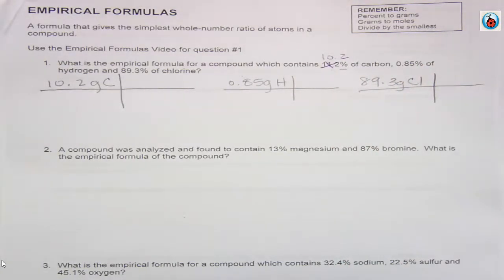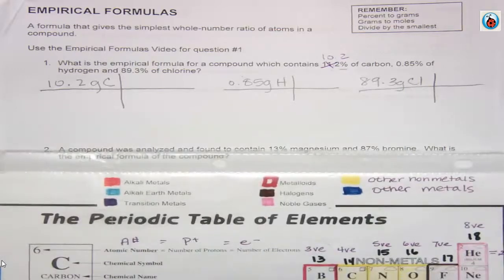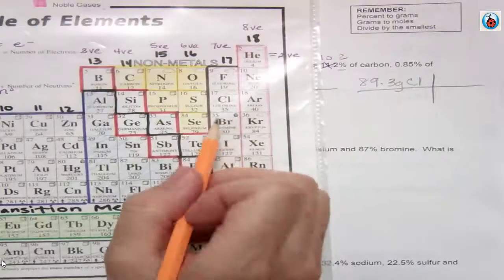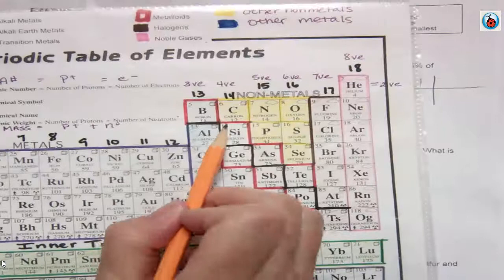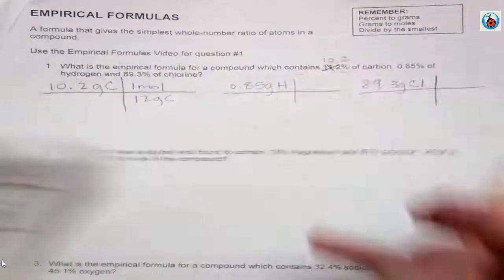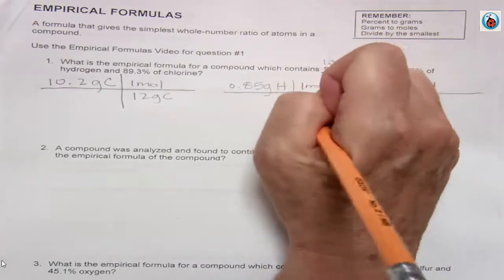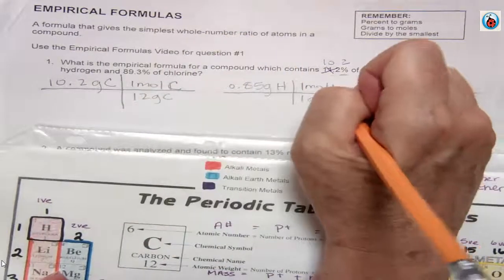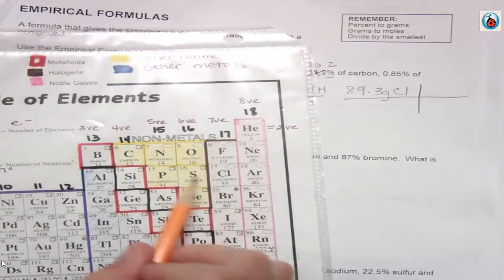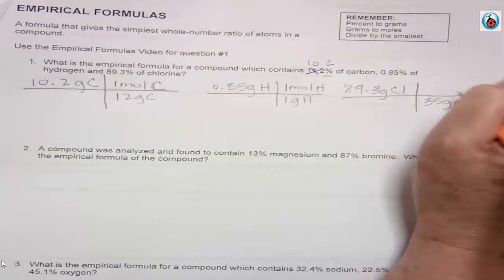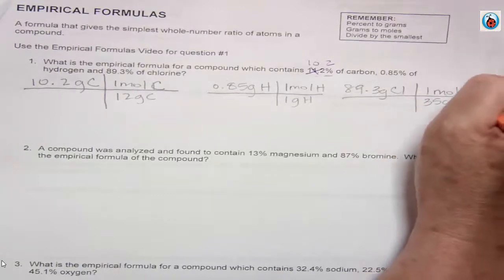All right, so you'll need your periodic table, because what do we need to convert grams to moles? It's always 1 mole over my molar mass. So what's my mass of carbon is 12. So 12 grams of carbon. Hydrogen is 1. So I've got 1 mole over 1 gram of hydrogen. And of course this is 1 mole of carbon, 1 mole of hydrogen. I forgot that. Okay, and then we've got 89.3 grams of chlorine, and that's 35 grams of chlorine over 1 mole. 1 mole of chlorine over 35 grams of chlorine.